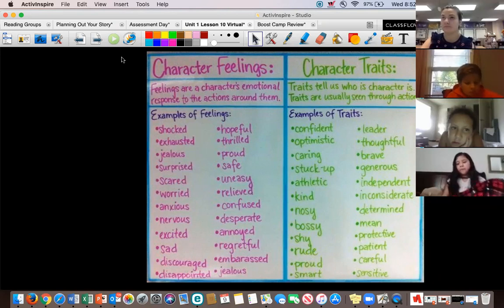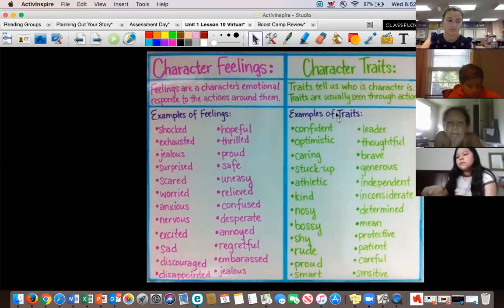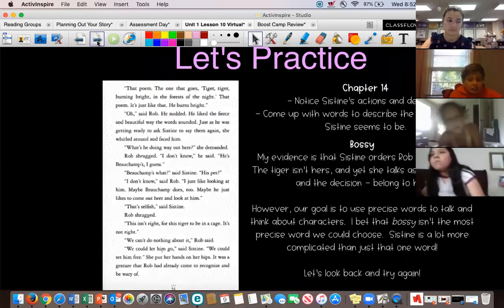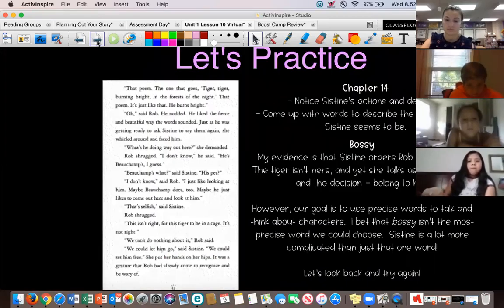And it's important to understand the difference between the two, because today we're going to focus on character traits, the way a character acts, the way a character is as a person based on their actions and the things they say. So we're going to practice with Sistine first, all right? And I'm going to read this section from the text and talk about some of the stuff I have over there on the side, right?